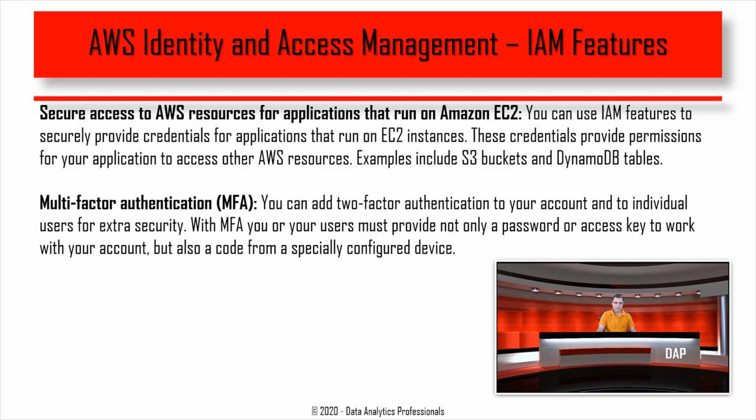And next in the list is secure access to AWS resources for applications that run on Amazon EC2. You can use IAM features to securely provide credentials for applications that run on EC2 instances. These credentials provide permissions for your application to access other AWS resources. Examples include S3 buckets and DynamoDB tables.